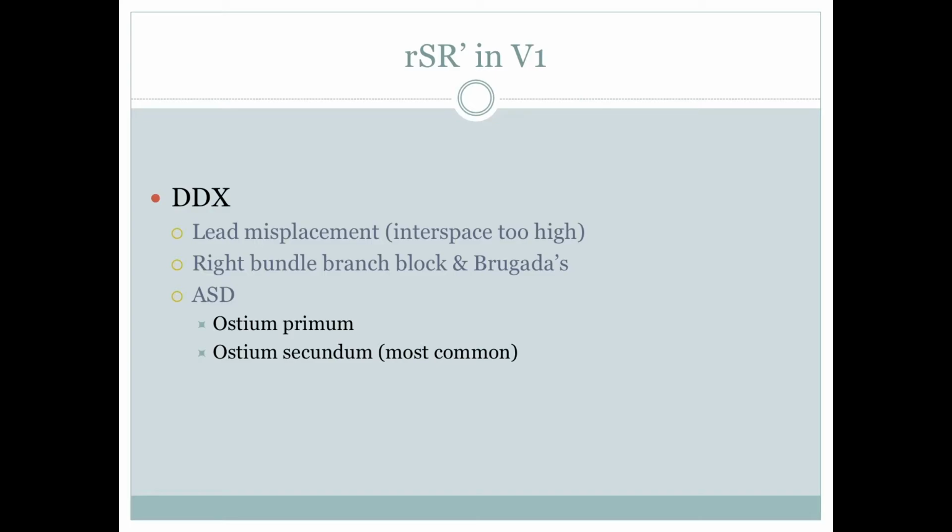So moving on into that RSR prime pattern in V1, we mentioned one thing that's in the differential is Brugada syndrome, but the other pathologies that can lead to that pattern are right bundle branch block as well as ASDs. So I think the exam usually has a couple of questions on ostium primum and ostium secundum as a cause for RSR primes in V1. The way you differentiate ostium primum and secundum is through the different axis deviations that they cause.